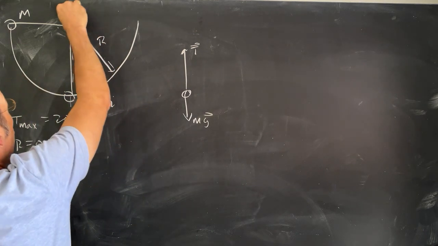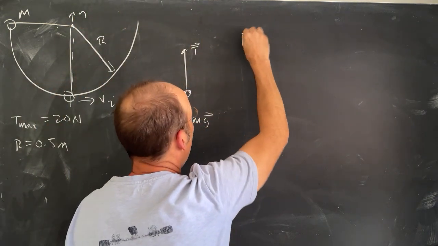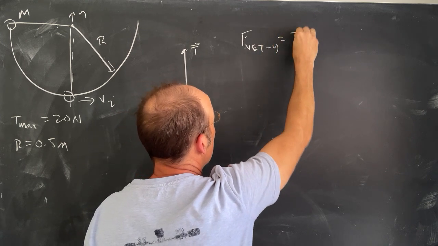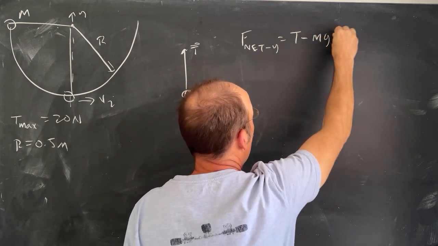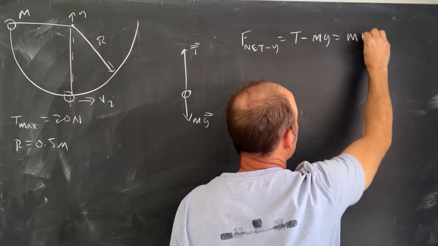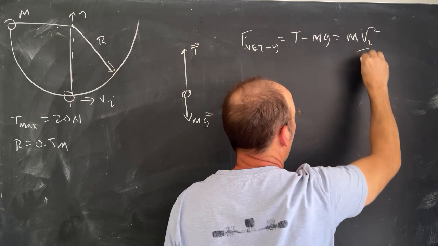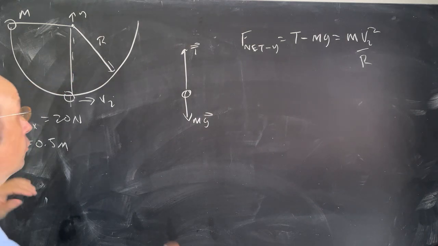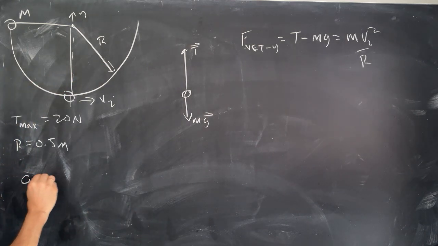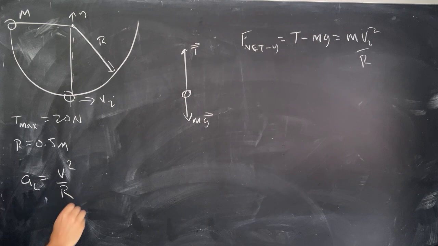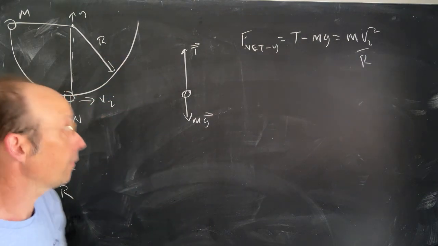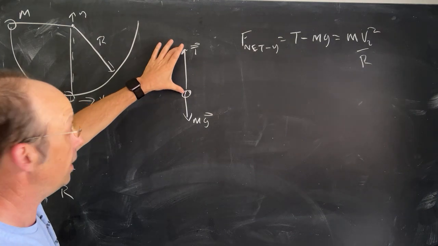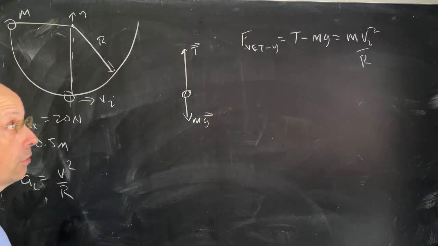If I call this the y direction, I can say F net y, the y component of forces, is equal to the tension minus the weight, and that is equal to m v2 squared over r. It's moving in a circle, so it has centripetal acceleration. Remember, the centripetal acceleration is v squared over r towards the center of the circle. So it's accelerating up, and if it's accelerating up, then the tension has to be greater than the weight. And so that's true.